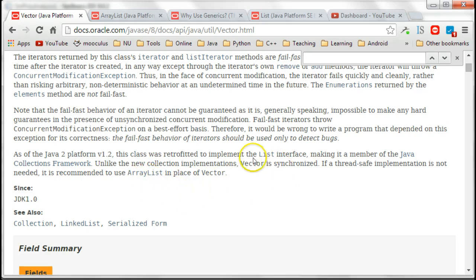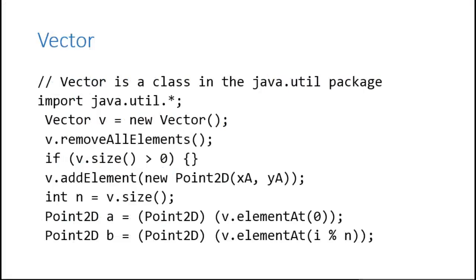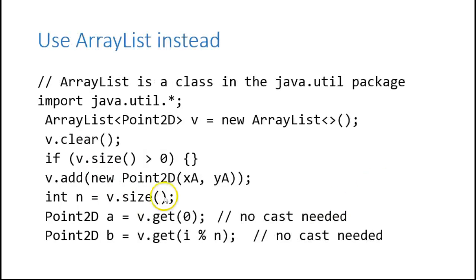Now, as far as the list interface, remember we mentioned earlier that in our program, the vector object is using these methods like remove all elements, add element, element at, which array list doesn't use. Array list uses clear to remove all the elements. It uses get to get a particular element instead of element at. It uses add instead of add element.